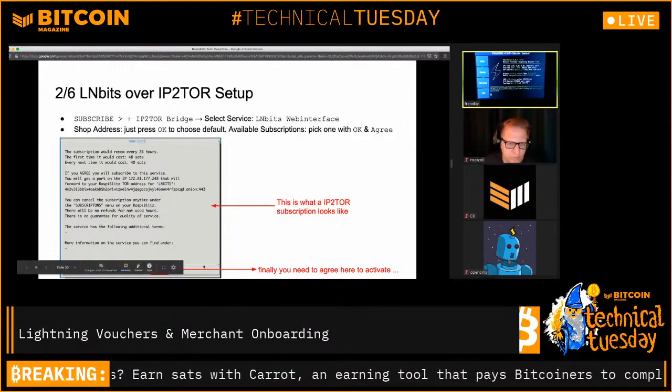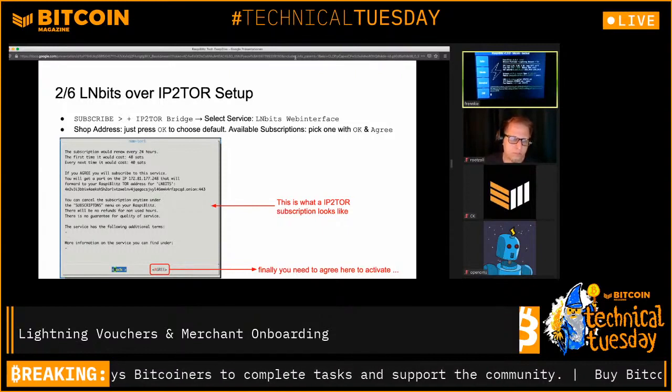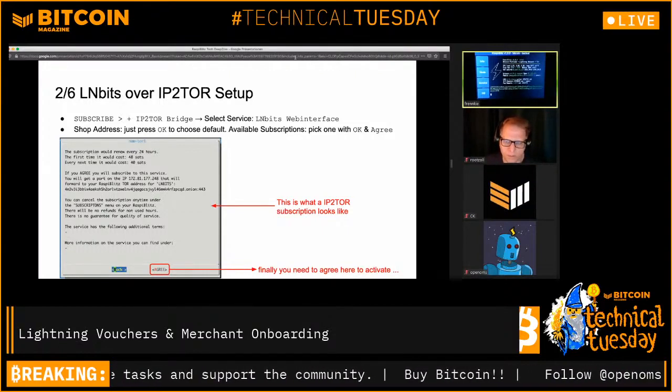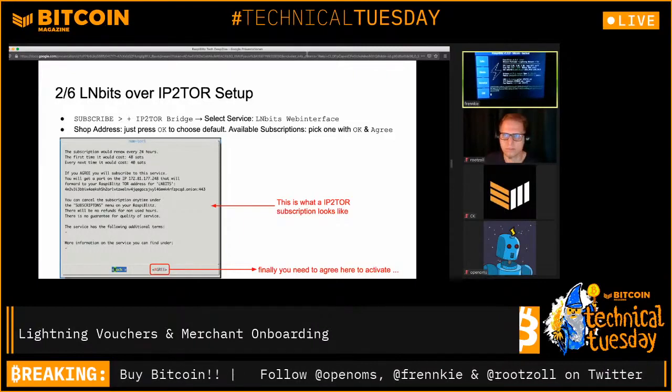So the next step is you hit agree, and then the Lightning invoice is created and also paid by your node. Basically, if you agree here, you actually confirm a Lightning transaction over a payment channel that you already have open. Okay, next slide.